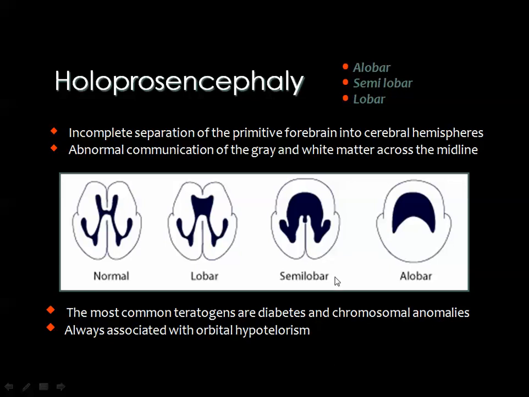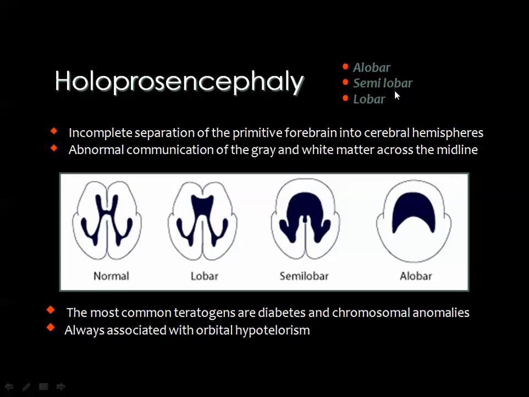ventricular system, but in the most common type, which is the alobar type, you can see that the ventricles are only represented by a single midline cavity filled with CSF. And based on the ventricular differentiation, we have three types. The alobar type, where there is a single ventricular cavity in the midline.